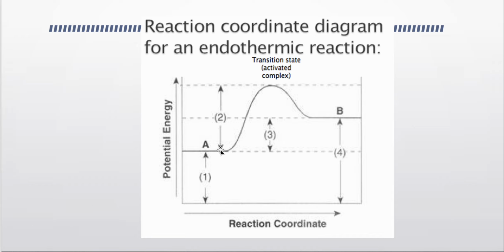Here, the opposite would be true. Here, this mountain is taller, going in the forward direction, A turning into B, then B turning into A. This mountain is smaller overall.